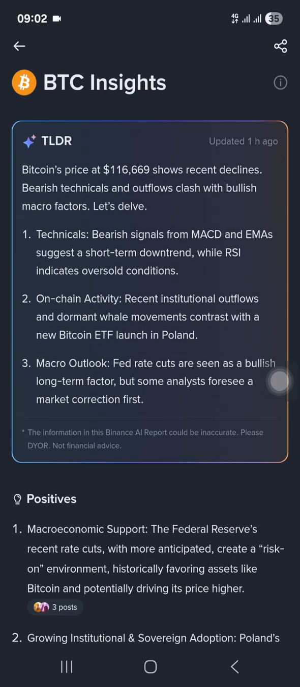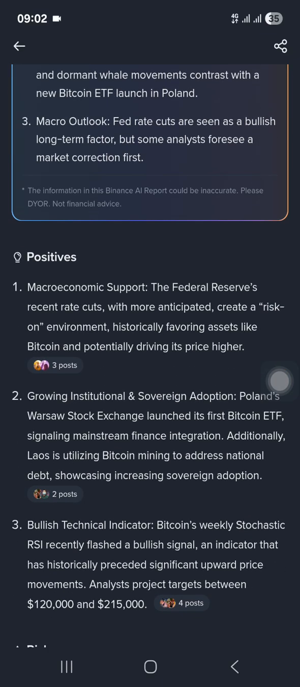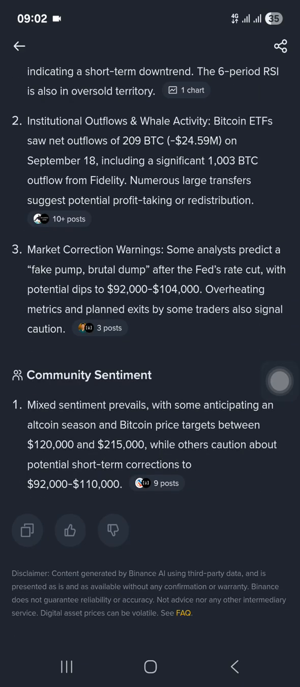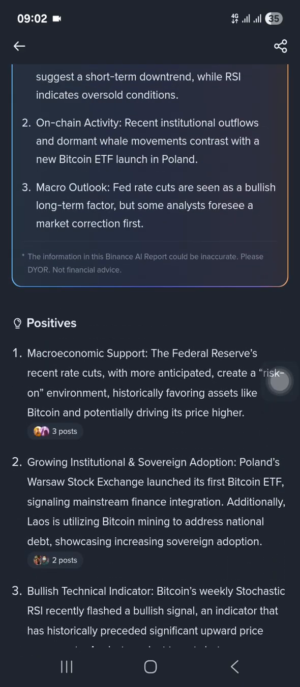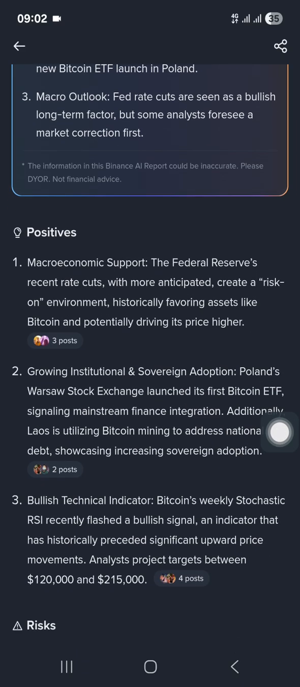So when the Fed is coming out and they're about to increase rates, that's what it means. So now the positive outlook. Let's look at the positive outlook. Very massive positive outlook. The positive says macroeconomic support. The Federal Reserve rate cut with more anticipated creates a risk-on environment historically favoring assets like Bitcoin and potentially driving its price higher. That's it.